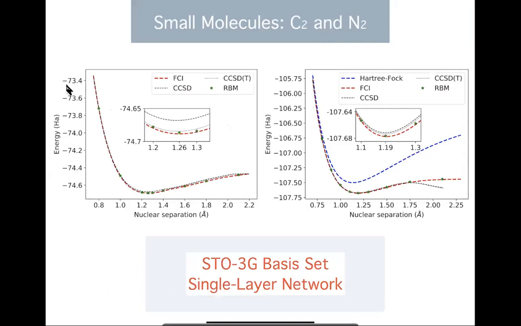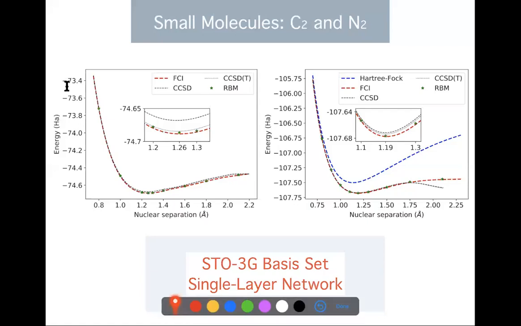Now, just to give you one example, we've applied this approach to some small molecules, again fermions, to benchmark against other approaches that people use, for example, in quantum chemistry. This is the case of two molecules, C2 and N2, two dimers of carbon and nitrogen. What I'm showing here is the energy of the ground state as a function of the nuclear separation. I have two atoms, for example one carbon and another carbon, and I can separate them by a certain distance, and I can predict the ground state energy of this specific state.